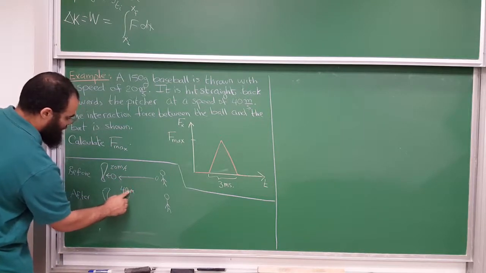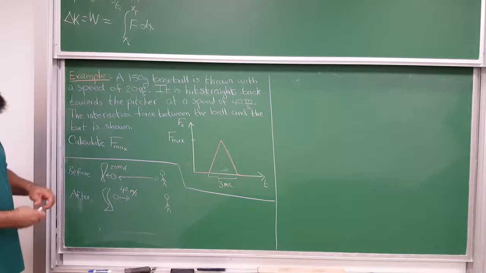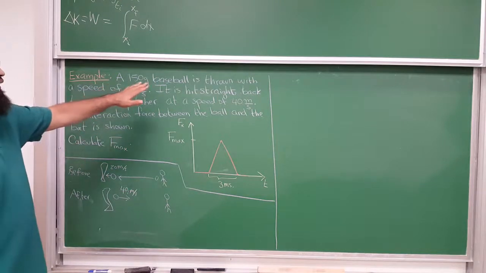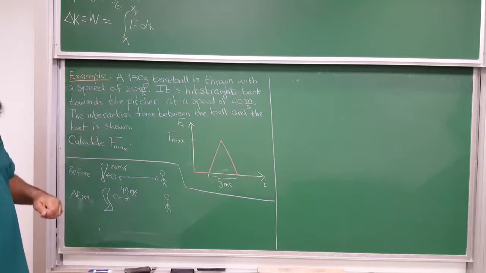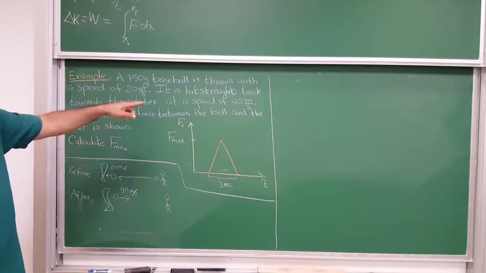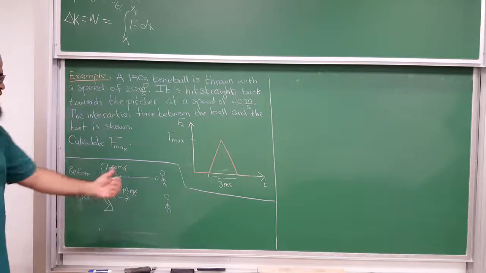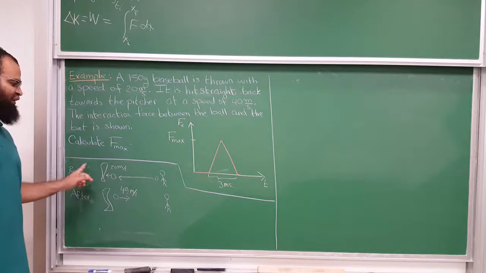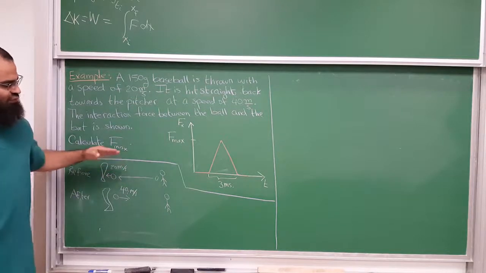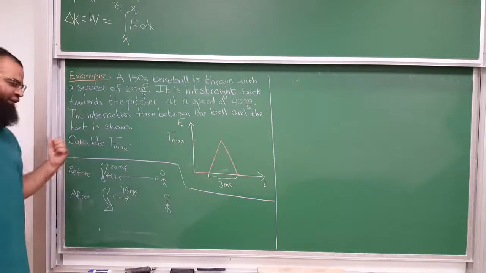40 meters per second. So it says a 150-gram baseball is thrown with a speed of 20 meters per second. It is hit straight back toward the pitcher at a speed of 40 meters per second. So at first it was moving left, and now it's moving right. If you like, you can flip them. The pitcher is here, so at first the ball will go right and then go back left.